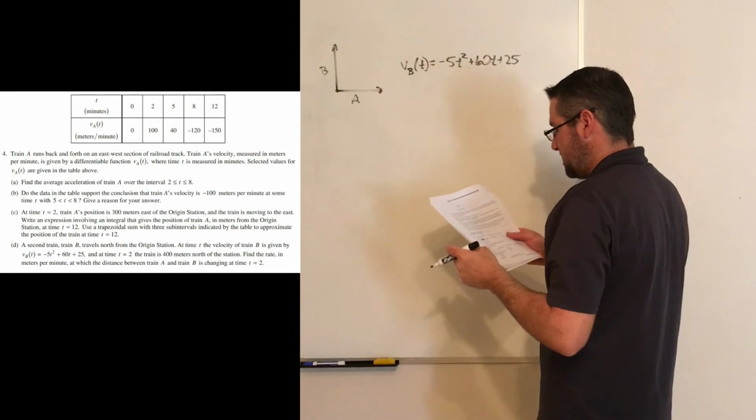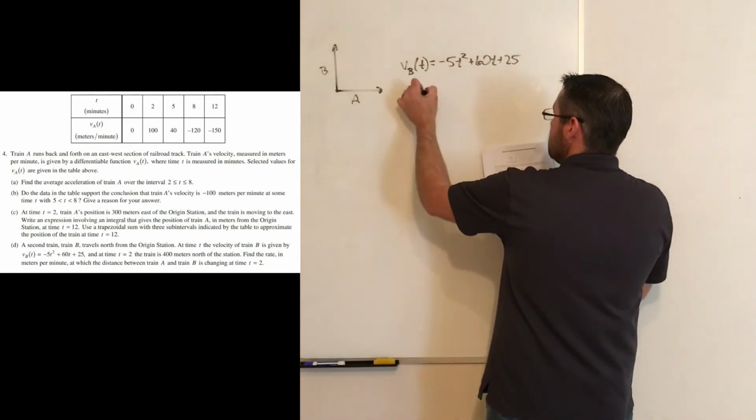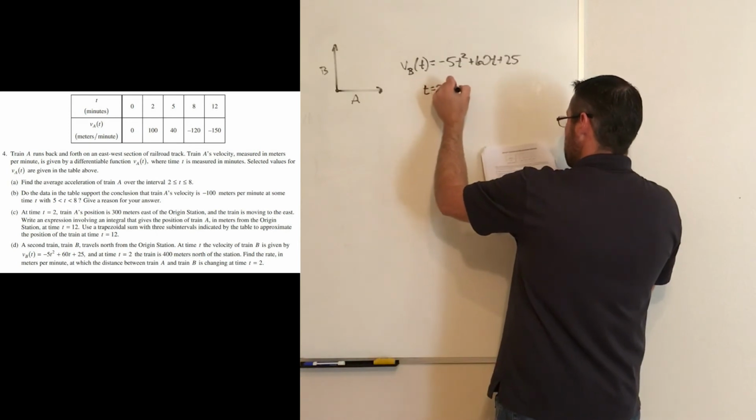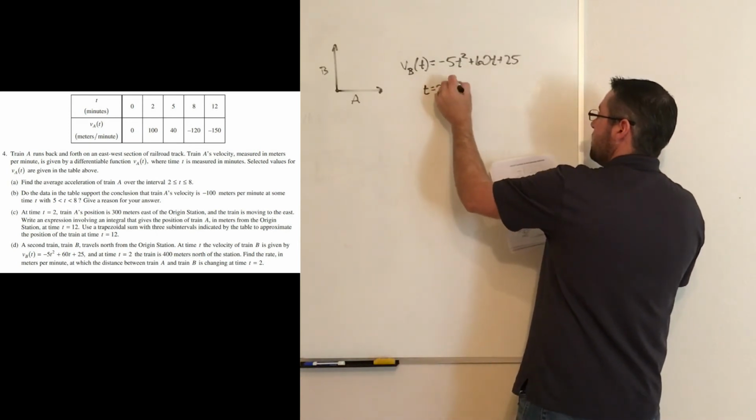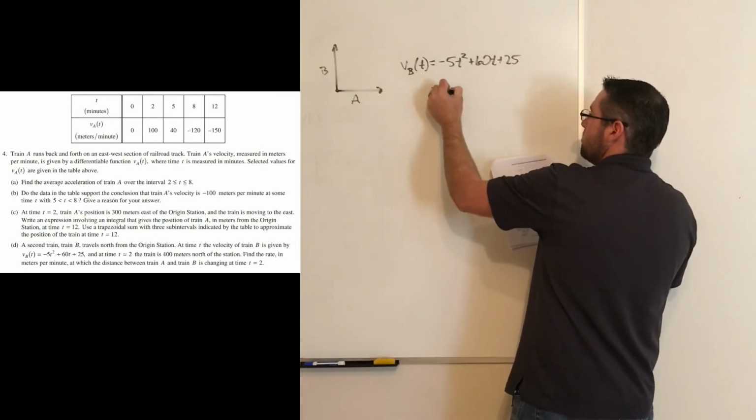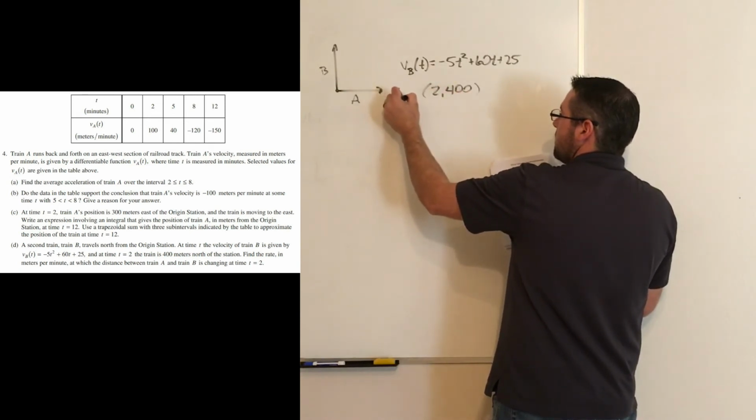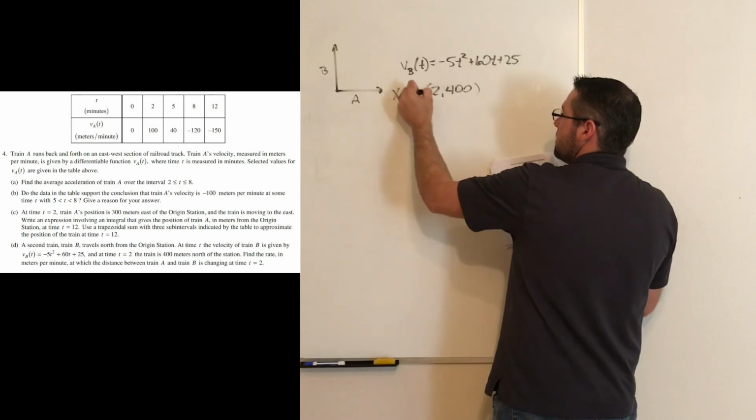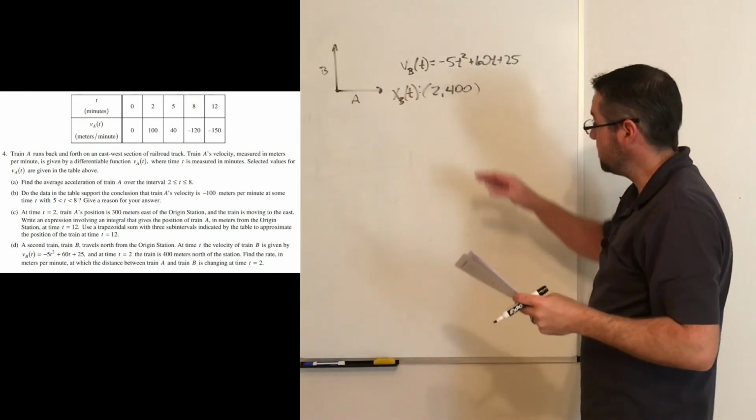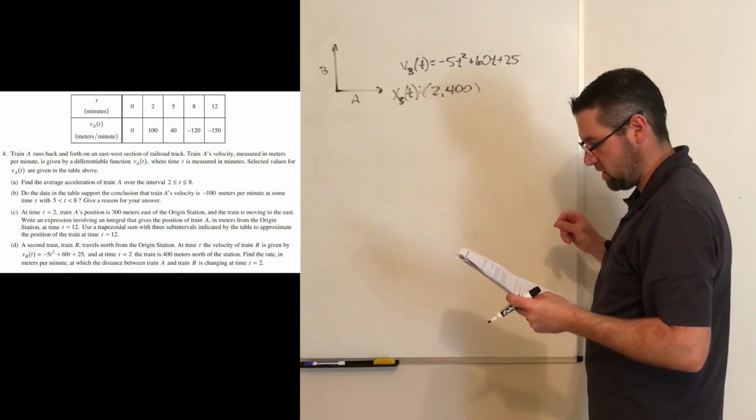And at time t equals 0, when t equals 2, the train is 400 meters north. So that's the initial condition of its position. So this is x of b of t. Okay, so that's the position of the train B.